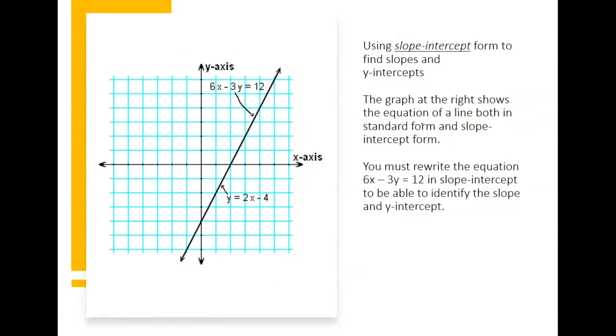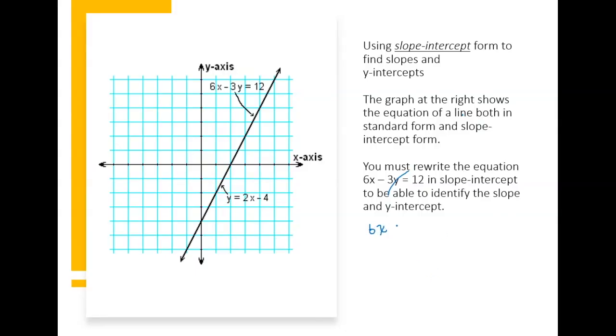So we can use slope-intercept form to find the slopes and y-intercepts. The graph on the right shows the equation of a line both in standard form and slope-intercept form. Standard form just means we have an ax plus by equals something like that, but it basically just means it's not rearranged, it's not in slope-intercept form. So if it's given in this form, we have to rewrite it in y equals mx plus b.